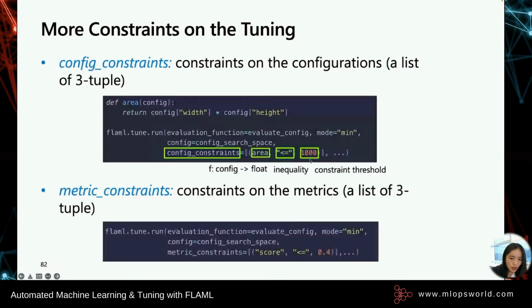And you can also add a metric constraint via this metric constraints argument. If you still remember, in AutoML, you can also do this. And here the required format and the motivation for adding a metric constraint is the same. So I will omit it here.